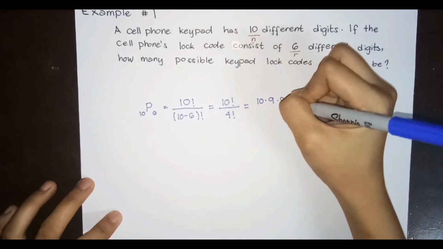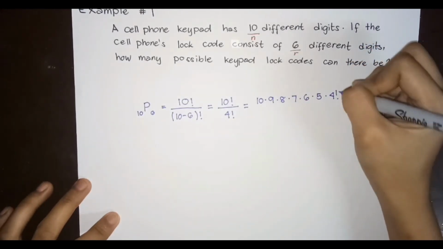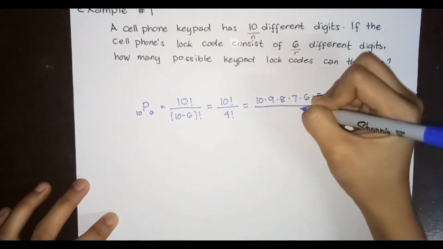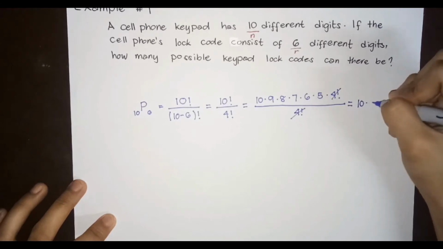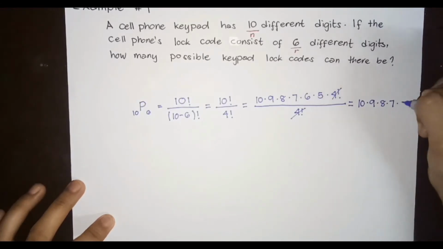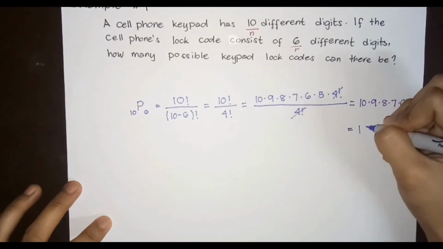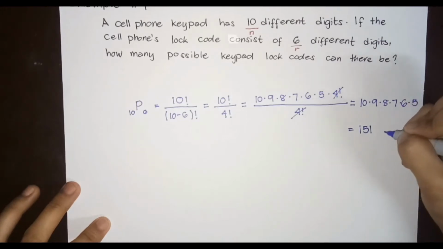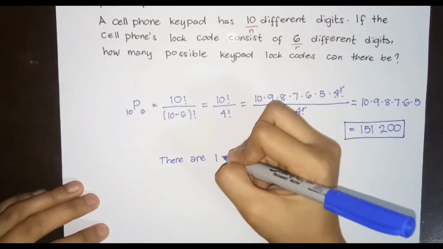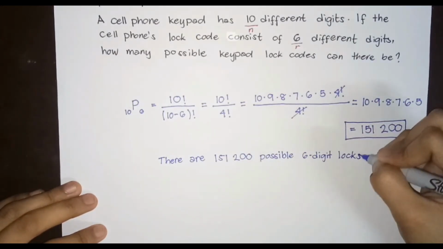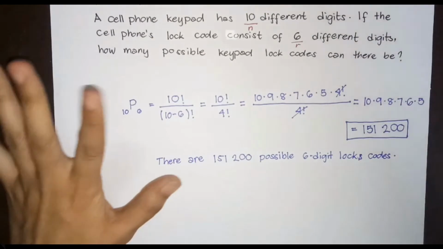So 10 factorial, we go little by little and stop at 4, and we cross it out, and we also cross out the 4 factorial at the bottom. So that would be equal to 10 times 9 times 8 times 7 times 6 times 5. Multiplying that all, it becomes 151,200. Therefore, there are 151,200 possible 6-digit lock codes. And that's all. Thank you.